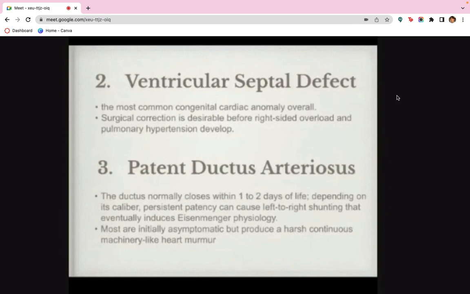Ninety percent of the remainder are associated with your ventricular septal defect or stenosis. So the large PDA, or your patent ductus arteriosus, causes right-sided volume and pressure overload. So with early surgical closure, it can lead to less complication in the near future.